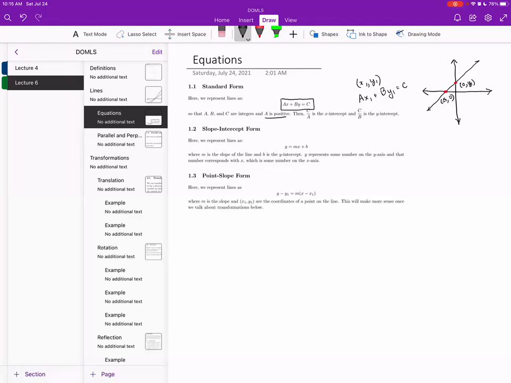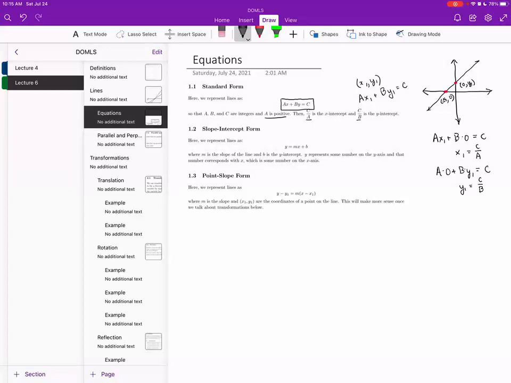Then the x-intercept has to be on the line. So we're just going to see that a x1 plus b times 0 equals c. So x1 is equal to c divided by a. And similarly, we can do the same thing to find the y-intercept. So you would get that a times 0 plus b times y1 is equal to c. So y1 is equal to c divided by b. So that's why we can get the x and y intercepts to be c over a and c over b.